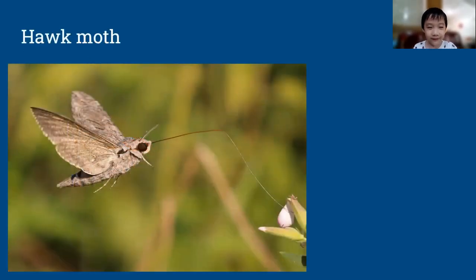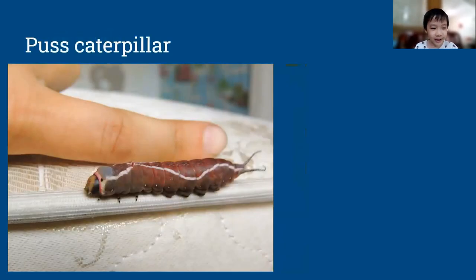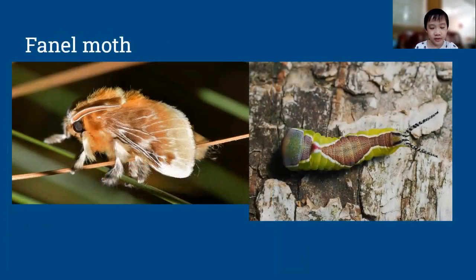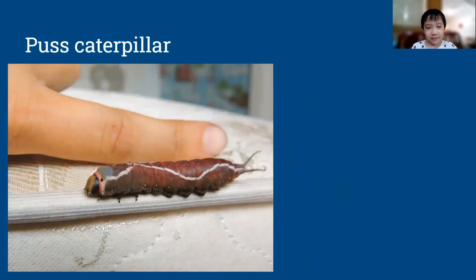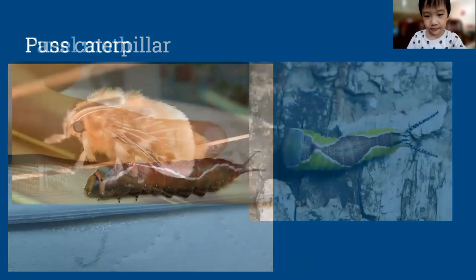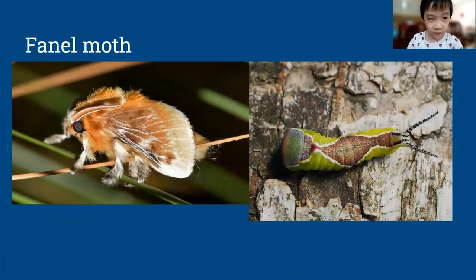This is a hawk moth. It has a long mouth bud. This is a purse caterpillar. Also very poisonous. This is a purse caterpillar. It has a venom. This is a flannel moth.